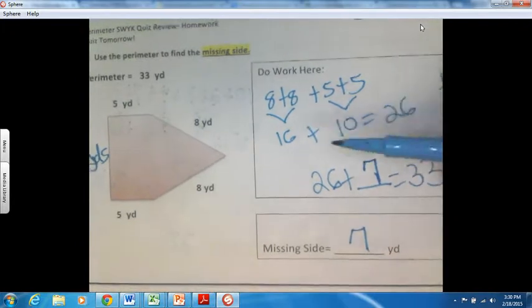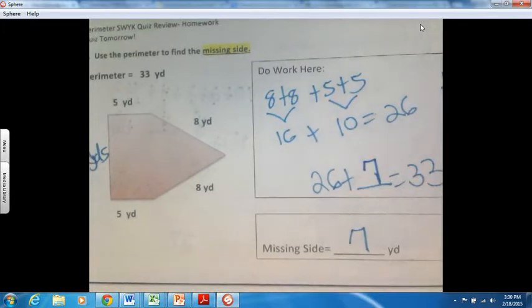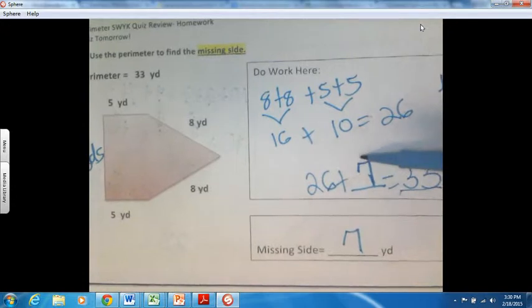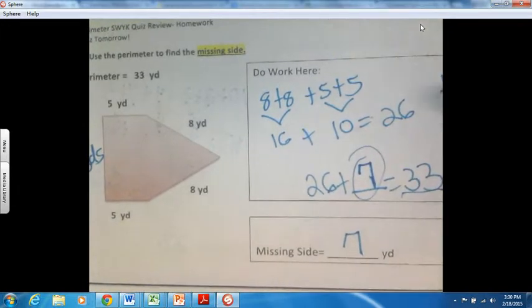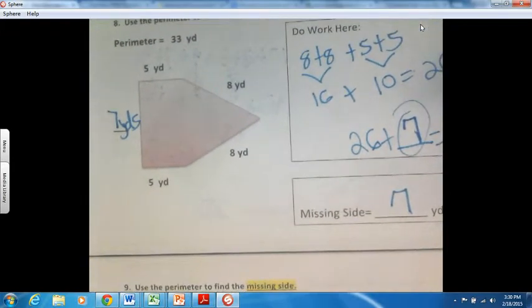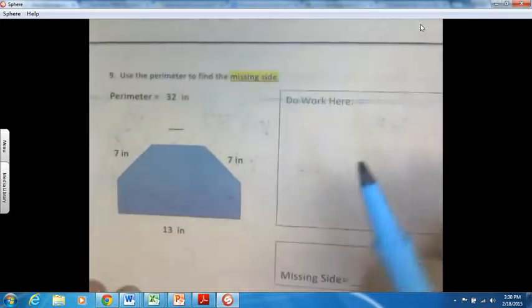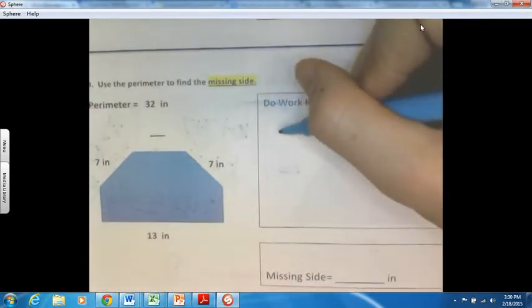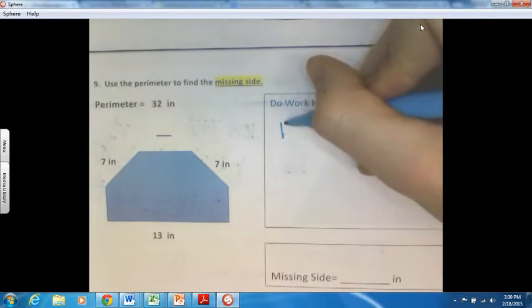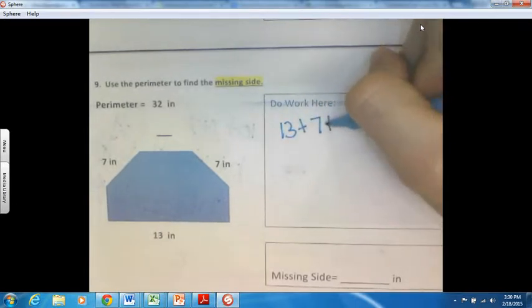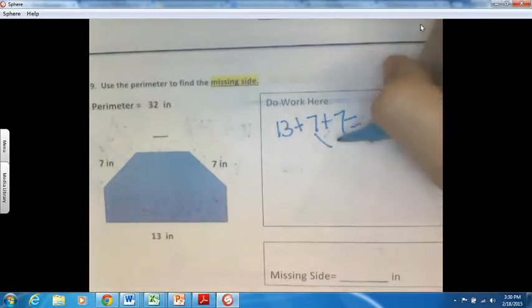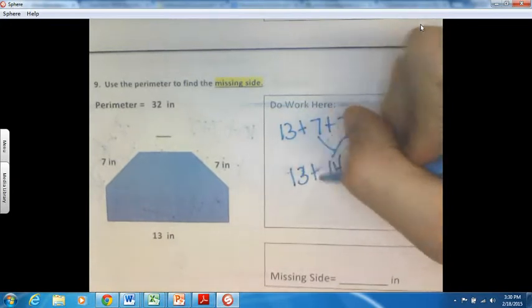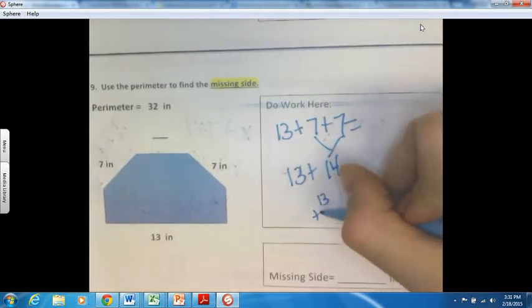So I added up all the sides I knew. I counted on until I got to my perimeter, which was 33, and what I counted on was 7, so I know the missing side is 7 because that's what I would need to add, so that when I added up all the sides, it would give me 33. The last one, I still am going to add up all the sides that I know. I know 13 plus 7 plus 7 are the sides. I know 7 and 7 is 14. And then I need to add 13 to that, so let's do 13 plus 14.